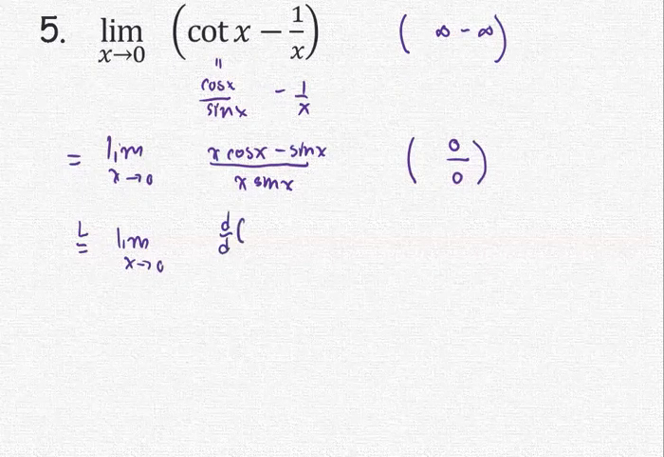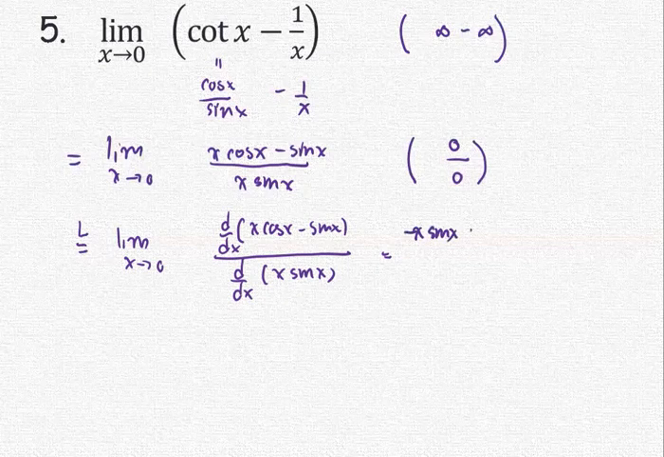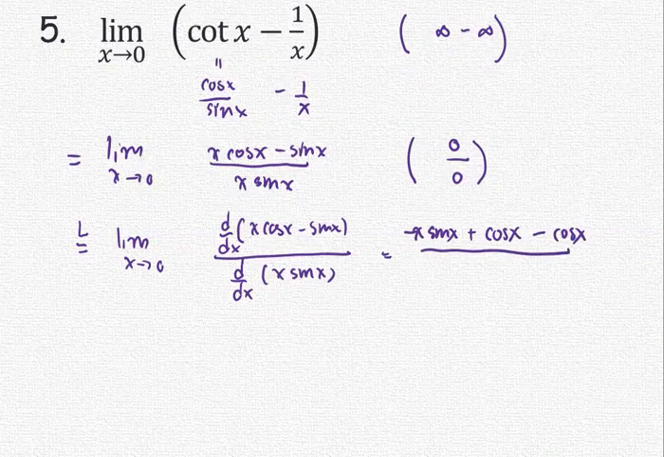Find the derivative of the numerator divided by the derivative of the denominator. This time we are going to apply the product rule to find the derivative. The numerator becomes x multiplied by negative sine x plus cosine x from using the product rule on the first term of the numerator. The second term becomes negative cosine x. The denominator is the derivative of x sine x. After applying the product rule, we get sine x plus x times cosine x. Simplify the numerator.